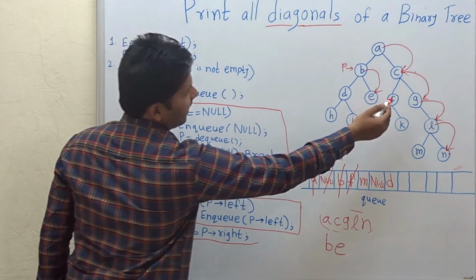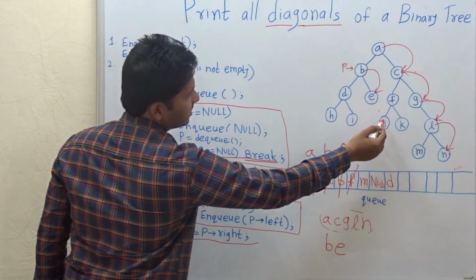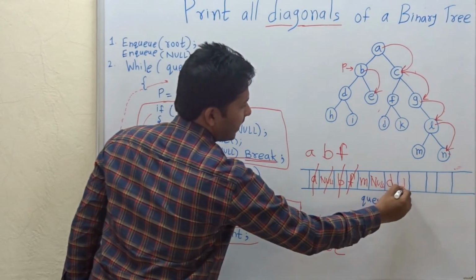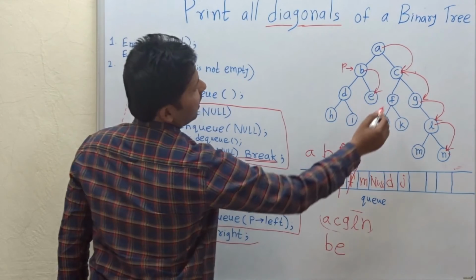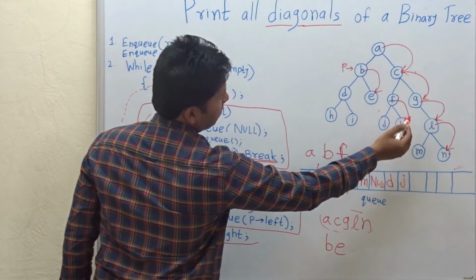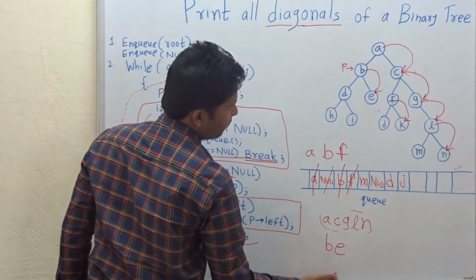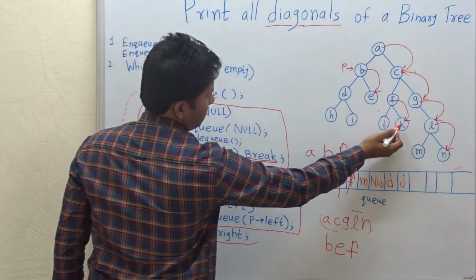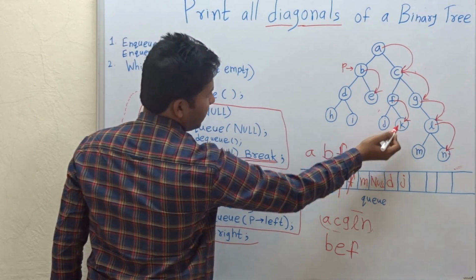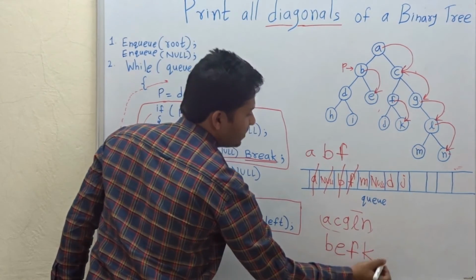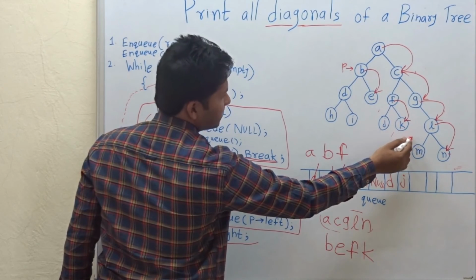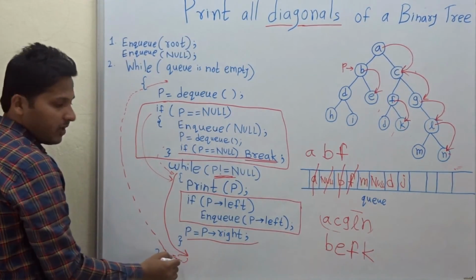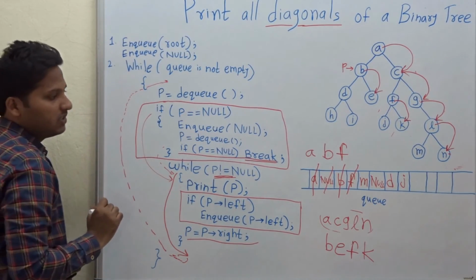So we get F, and now we check whether it has left child. Yes, it has. So we enqueue that and we move to the right of F and we write F here, and the right child is K, so we write K. We check whether it has left child. No. It has right child. No. So it is null. So we come out of this while loop and we again move to the beginning.